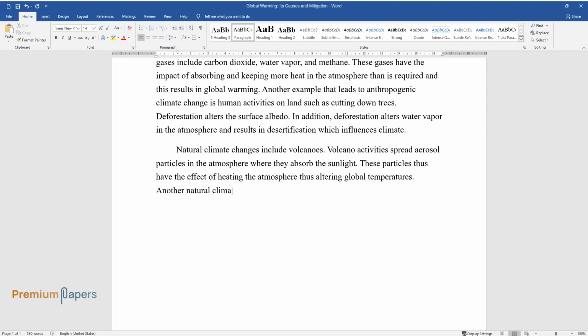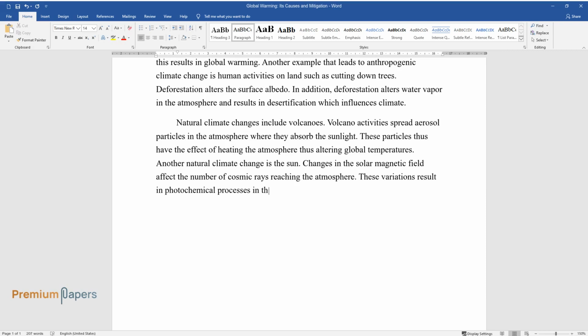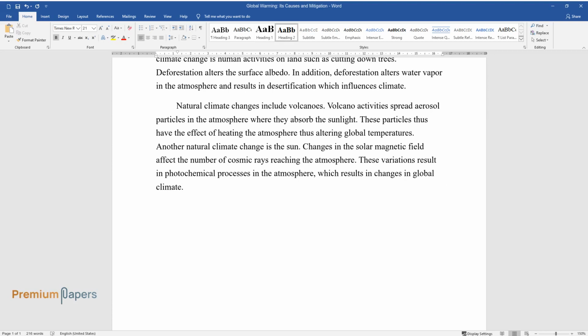Another natural climate change is the sun. Changes in the solar magnetic field affect the number of cosmic rays reaching the atmosphere. These variations result in photochemical processes in the atmosphere, which results in changes in global climate.